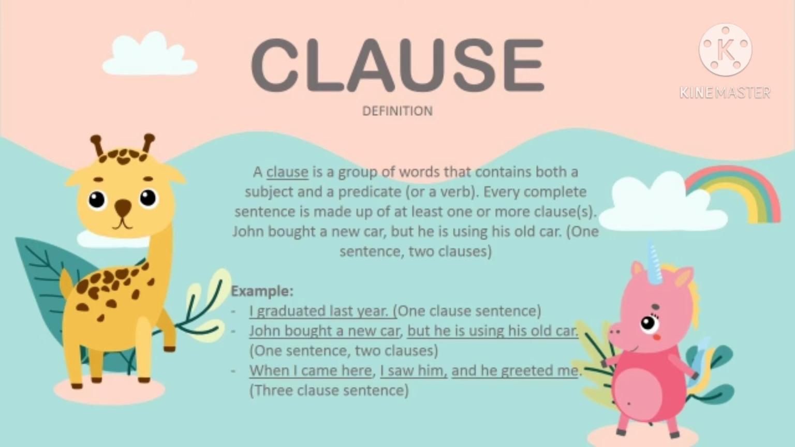For example, John bought a new car, but he is using his old car. There are one sentence and two clauses in that sentence. Another example is I graduated last year. In that sentence, there is only one clause. And another example is when I came here, I saw him and he greeted me. In this sentence, there are three clauses.